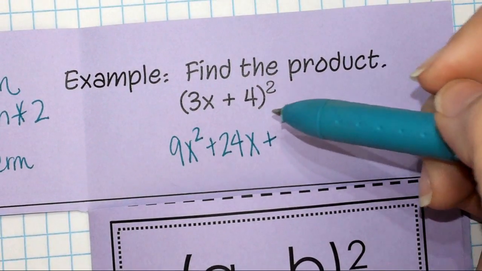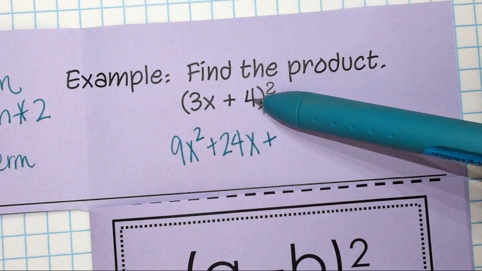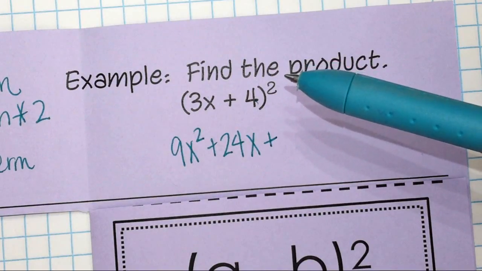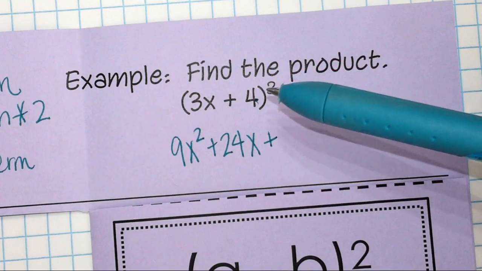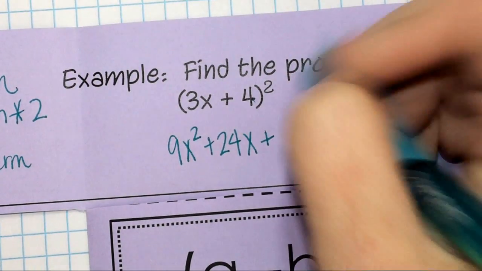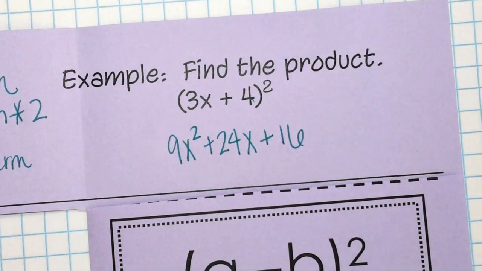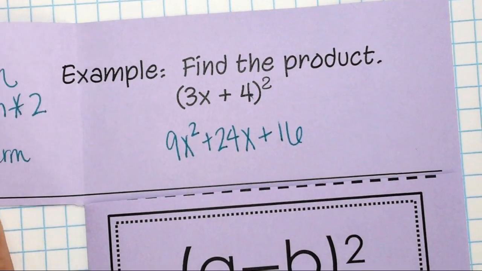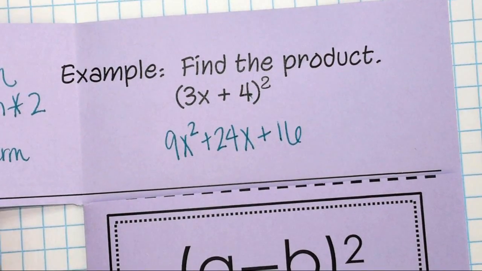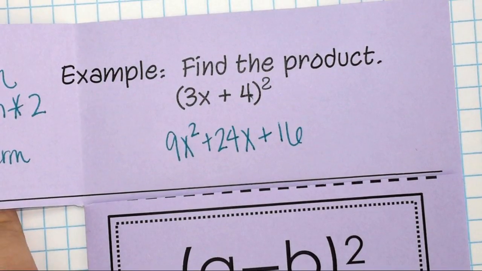And then you square this. All right, and then what is 4 squared? 16.